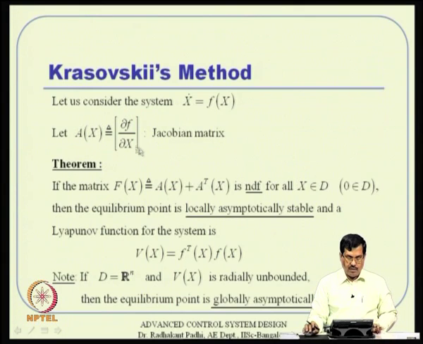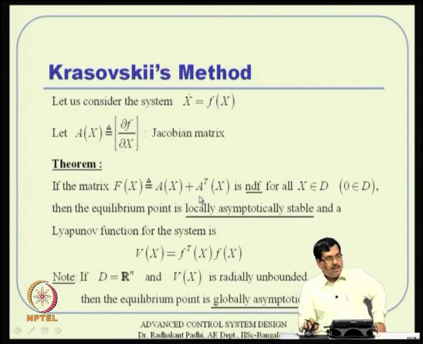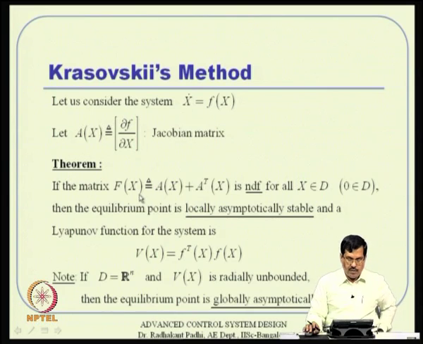Now, what does it tell? It tells me that I evaluate the Jacobian matrix and then I construct this A plus A transpose, and this matrix function, the big F of x, has to be a negative definite function for all x which belongs to D. Then the equilibrium point is certainly going to be locally asymptotically stable, and the corresponding Lyapunov function is f transpose f. The proof is there, but we are not going to discuss it here. You can see some of the textbooks, the same textbook that I mentioned in my previous lecture, which will also contain that.